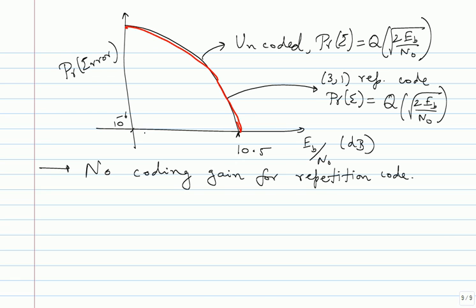I think I'm almost done. I'll stop here. This is a good point to stop, and we'll pick up from here. Think more about this repetition code and Eb over N0, and convince yourself that you have understood this plot very correctly.